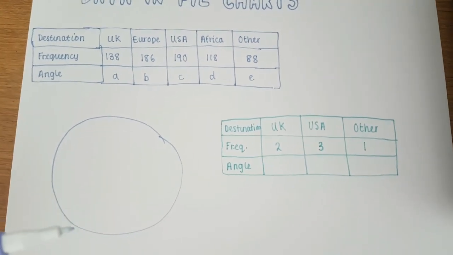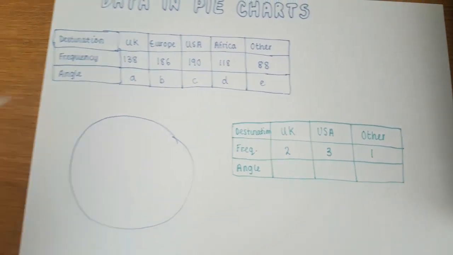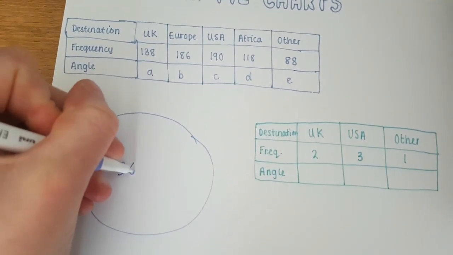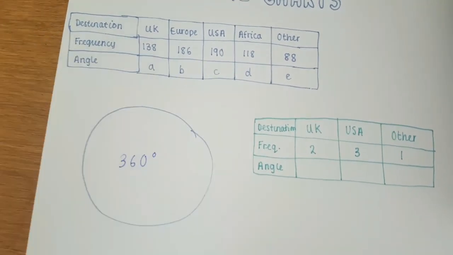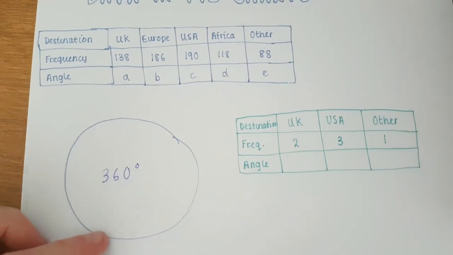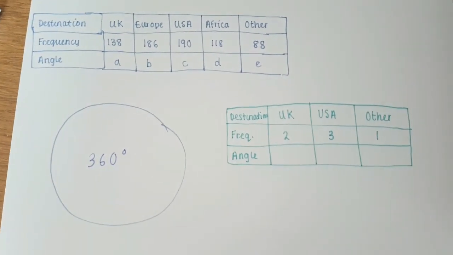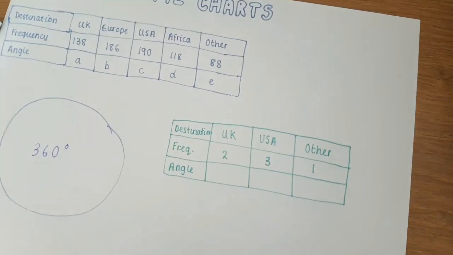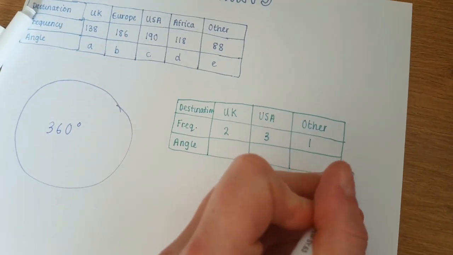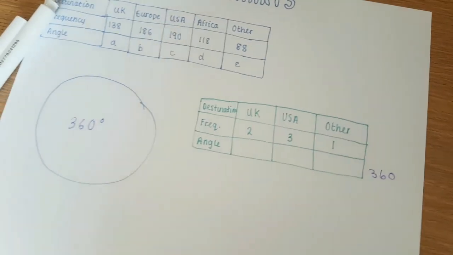The first thing to note is that obviously in a pie chart, which is a circle, there are 360 degrees in total. This is really important in finding the angle for each of these entries because we know that all of the entries added together have to be 360 degrees. So we know the sum of these angles here is going to be 360.